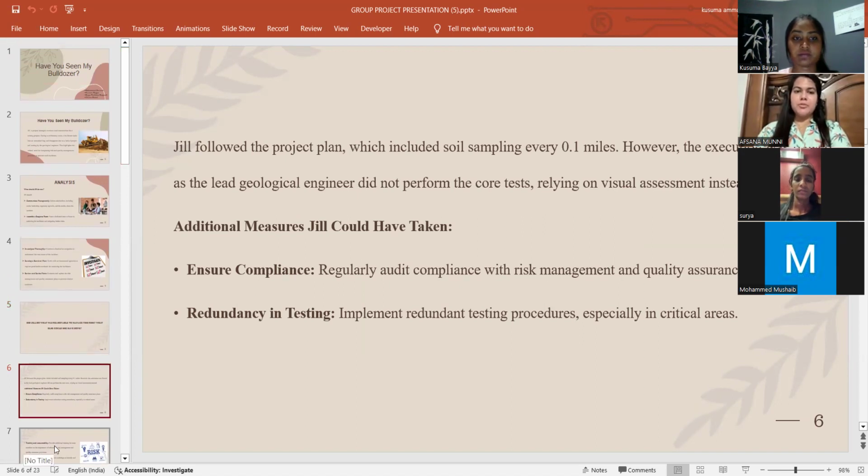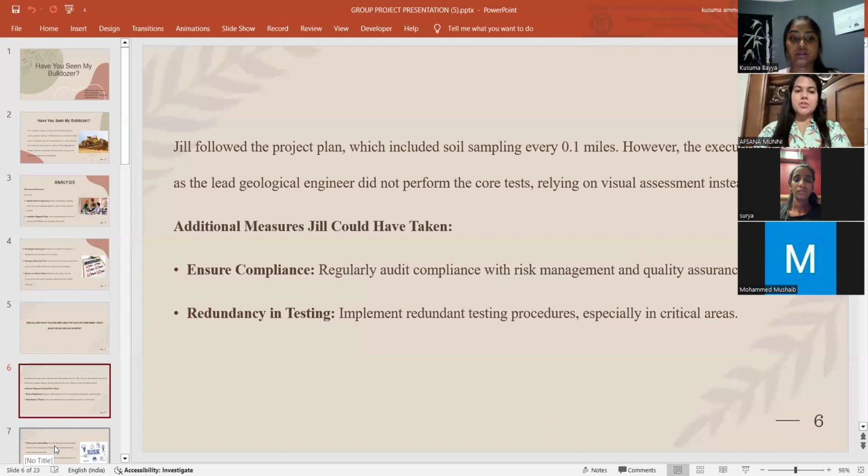Jill followed the project plans, which included soil sampling every 0.1 miles. However, the execution was flawed as the lead geological engineer did not perform the core test, relying on visual assessment instead.